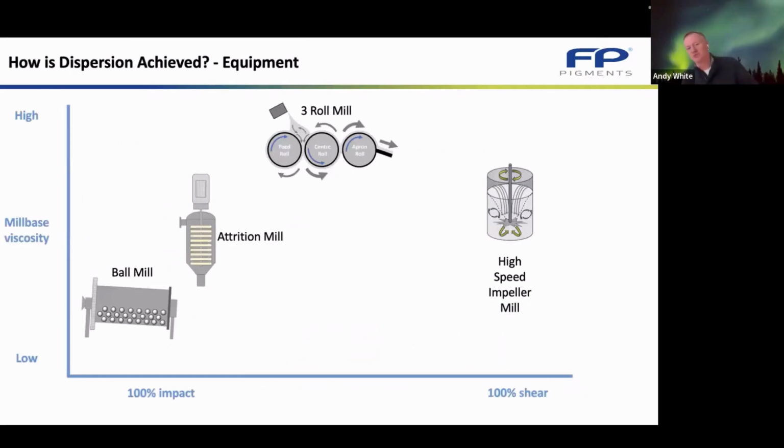Dispersion can be achieved in a number of different equipments, depending on the application. You can look at a ball mill, which is very high impact and low shear, or you can go to the other extreme where you've got a very high shear impeller mill, which is how most really good coatings are made now. Some of the inks and things are still made on 3-roll mills, and there are people still using ball mills and attrition mills for certain applications, but most of the high volume applications have moved to these more highly efficient, higher technology mills. It's the high speed impeller mill that I'll assume most people are using.